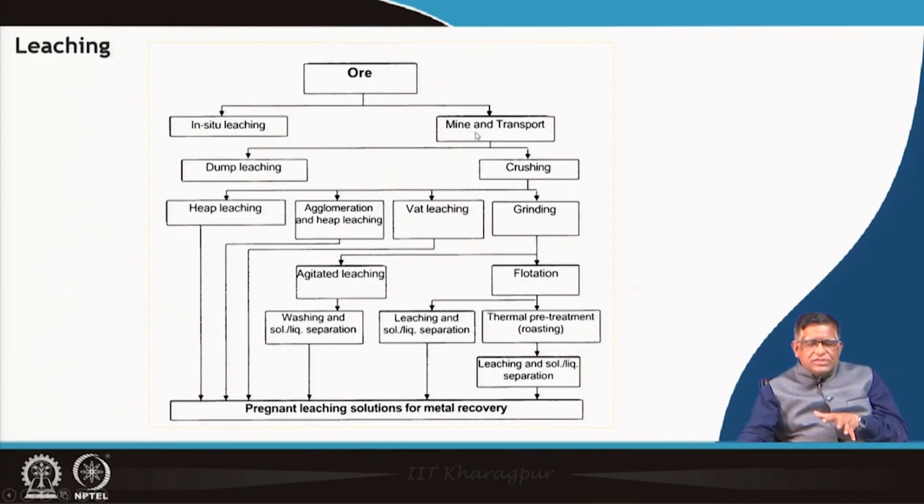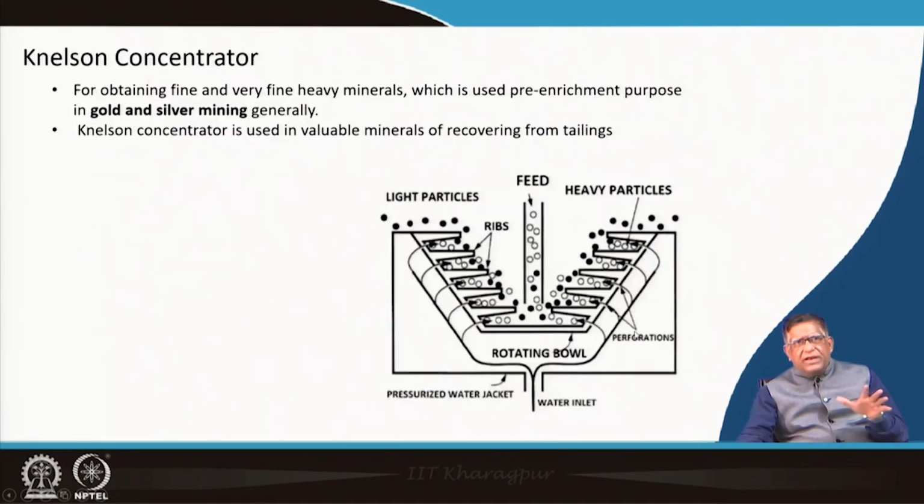And then the other thing is that from the ROM, run of mine, you can put it as a dump, and from there you can leach by heap leaching, which gives you the pregnant leaching solution. Or by crushing, you do agglomeration, wet leaching and grinding. After that you can do flotation, or you can do agitated leaching, and from there you do the washings. Similarly, under flotation they can do leaching of the solution and separate it out. Then thermal pretreatment or roasting is also done, which is another process. So, these are the processes for concentration and separation.